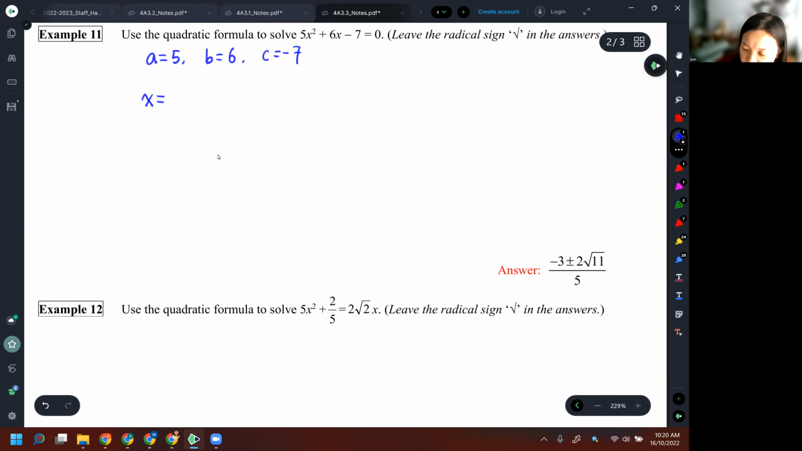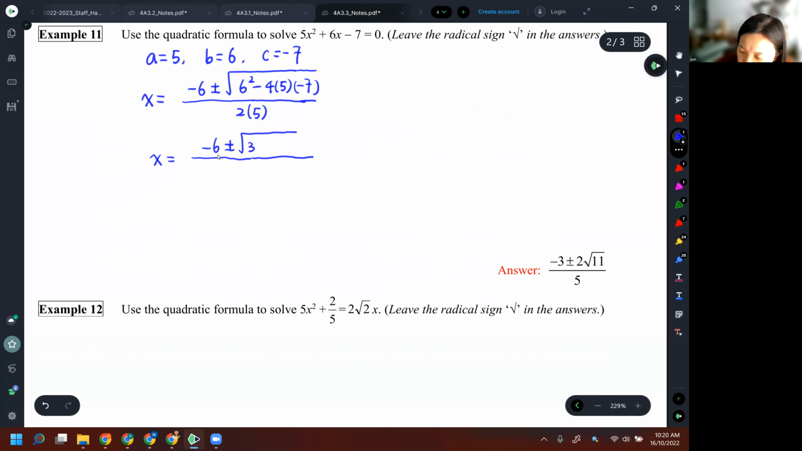So x equals negative b plus or minus the square root of b squared minus 4ac, divided by 2a. So x equals negative 6 plus or minus the square root of 36 plus 140, divided by 10.